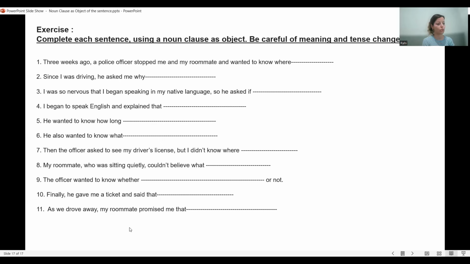Here we have a story. You're going to use your own words and make noun clauses and complete these sentences to make a story. I will show you my story as well, but this is not the only possible story. You can come up with your own and then see how close your answers are to mine. I will wait for 30 seconds, but you can pause the video, write your answers, and then check with mine.